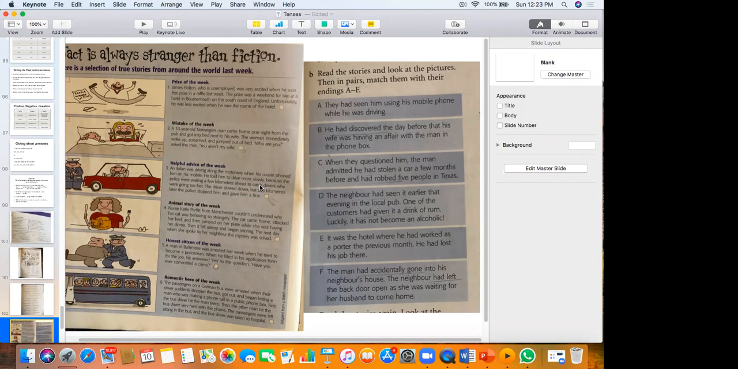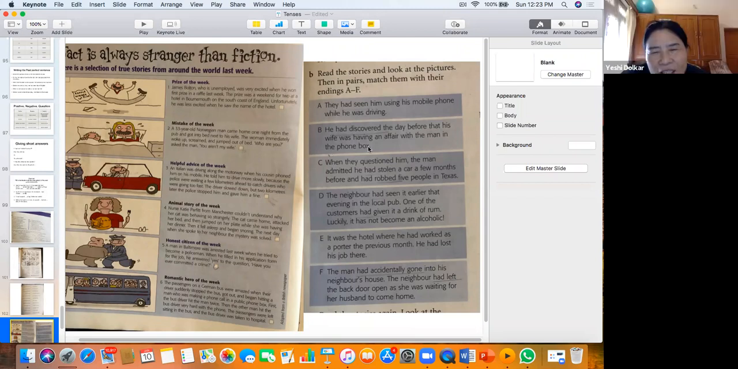What was the mystery? He has discovered that the day before that his wife was having an affair. Listen carefully. Understand. All right. This has got nothing to do with the cat. Here we are talking about a cat.